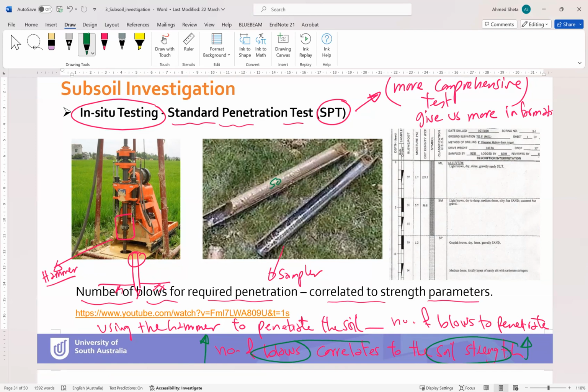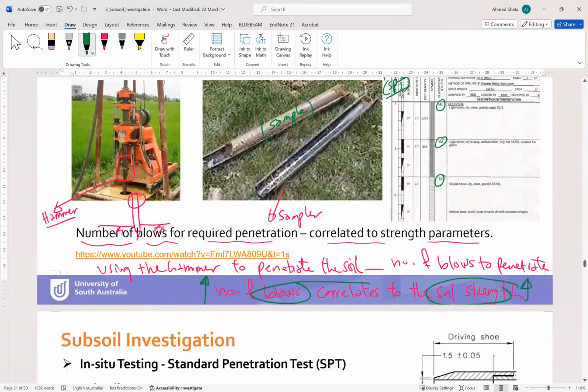If you can see here, this is a sample, and it is an undisturbed sample. This is our first test, and again here we have an example of the bore log coming out of the SPT test. As you can see, this is one layer, this is another layer, and this is another layer. All this data comes from the SPT test.